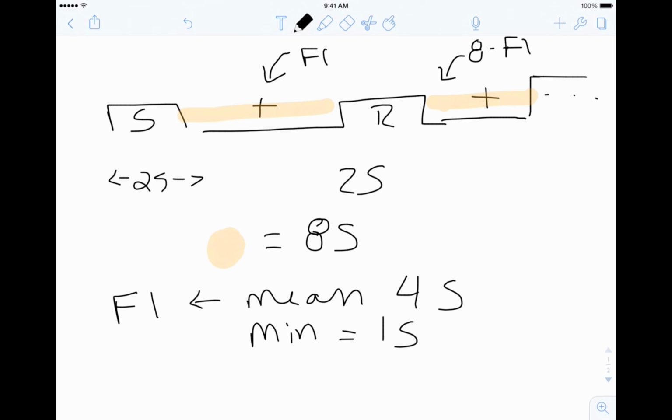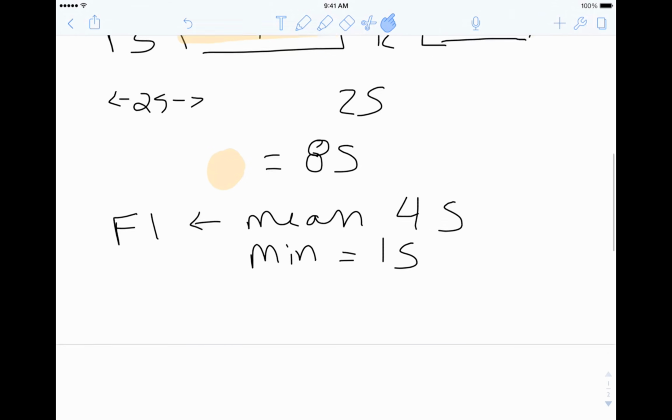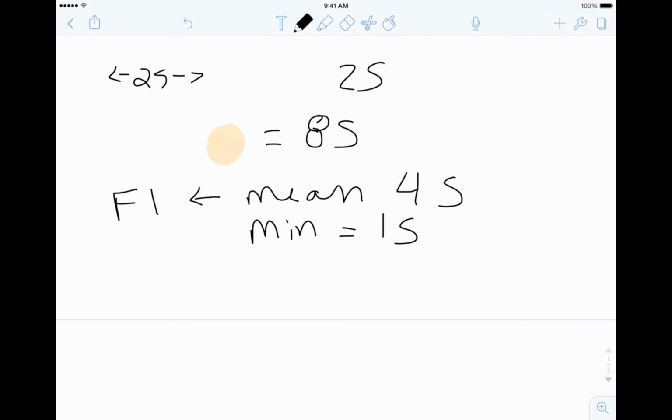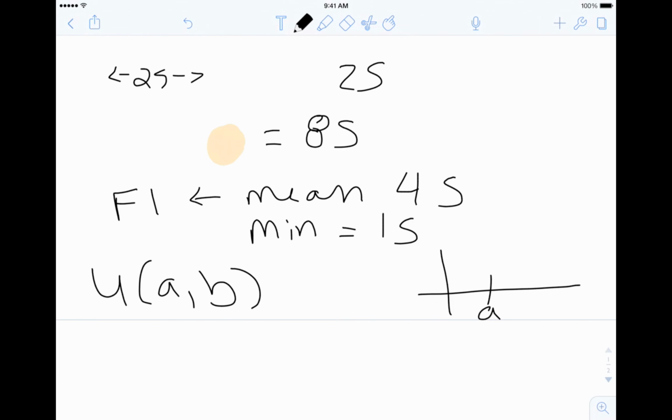So the uniform distribution is a pretty easy distribution. If you have a uniform A, B, that just says that if you plotted it, all values between A and B are equally likely. So you get something that looks like this. The mean of a uniform distribution is equal to A plus B divided by 2. Okay? So the mean's really easy to calculate.